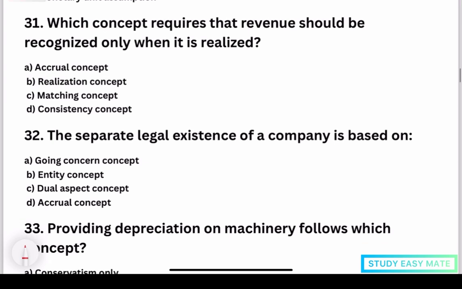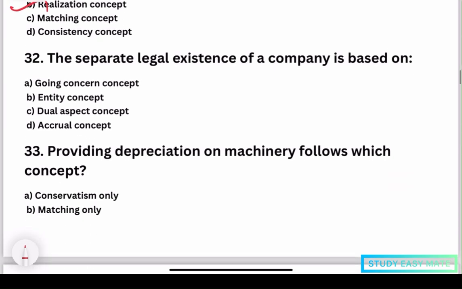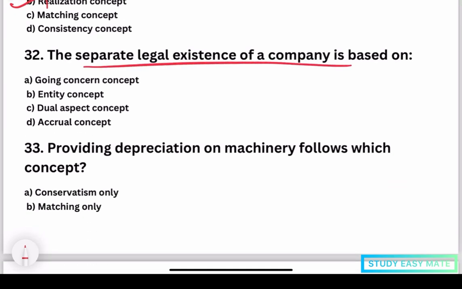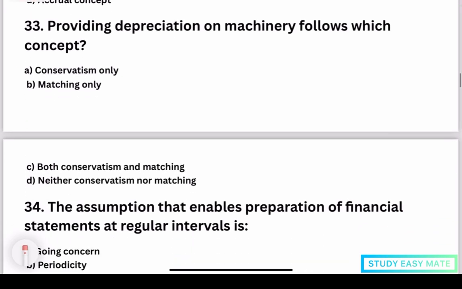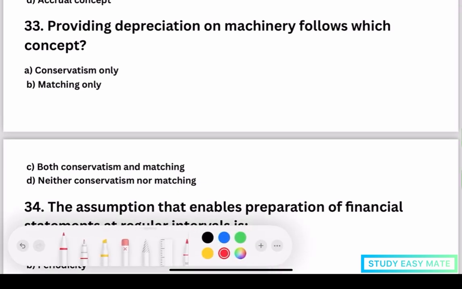So 31, which concept requires that revenue should be recognized only when it is realized? That is the realization concept. Why? Because this means revenue is recognized when goods are delivered or services are performed, not when cash is received or when the orders are booked. So 32, the separate legal existence of a company is based on the entity concept, because this concept treats the business as a separate entity distinct from its owners, which is particularly important for companies that have separate legal status from their shareholders.